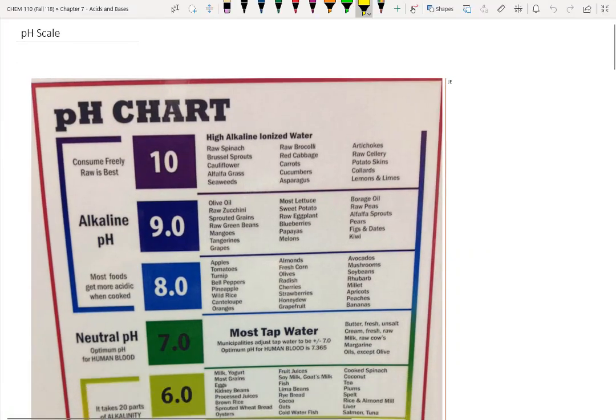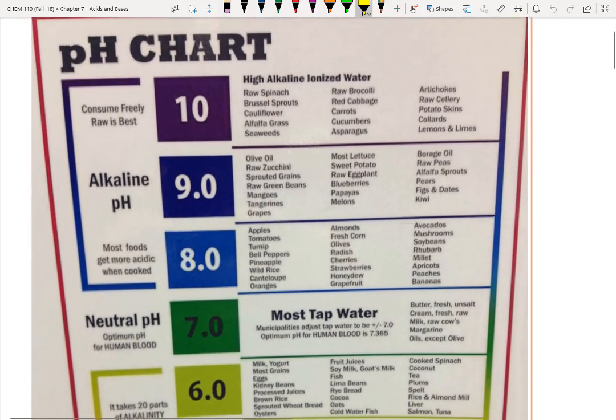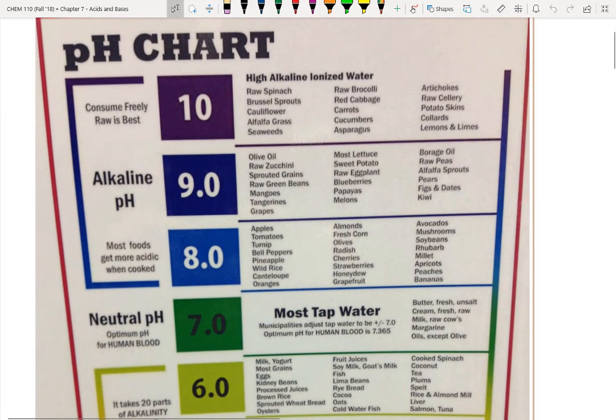I really like showing this because it was a sign I saw in a natural food store. Kind of cracked me up. They had a pH chart. The first thing that stands out to me is the scale. What's wrong with the scale? It should be 0 to 14, not 0 to 10. So they're off on the scale.